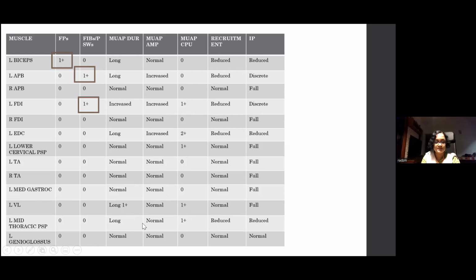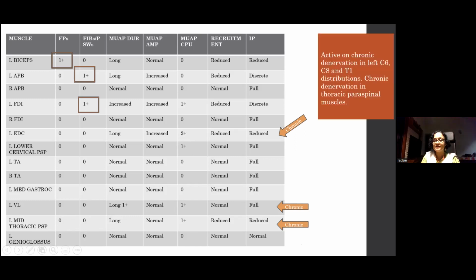Again, chronic denervation changes in thoracic paraspinal muscles, but again, we don't have anything active here and nothing in genioglossus. So these are all chronic changes. In the upper limbs, the EDC is chronic, but active on chronic denervation, you did see in the C6, C8 and T1 distributions, not clearly in the C7 that you could demonstrate. So chronic denervation in thoracic paraspinal muscles doesn't count because you need active denervation as well.